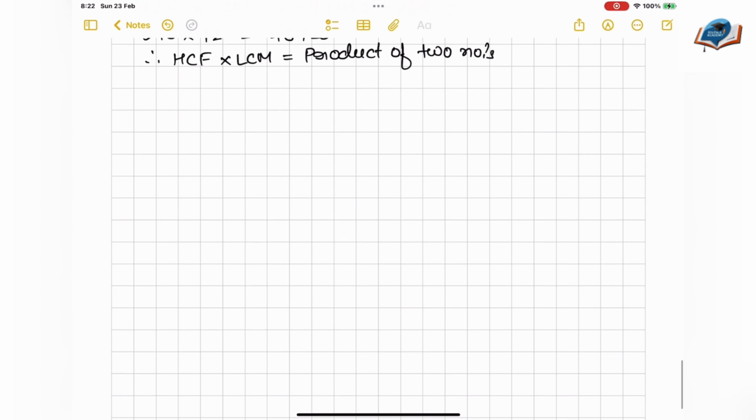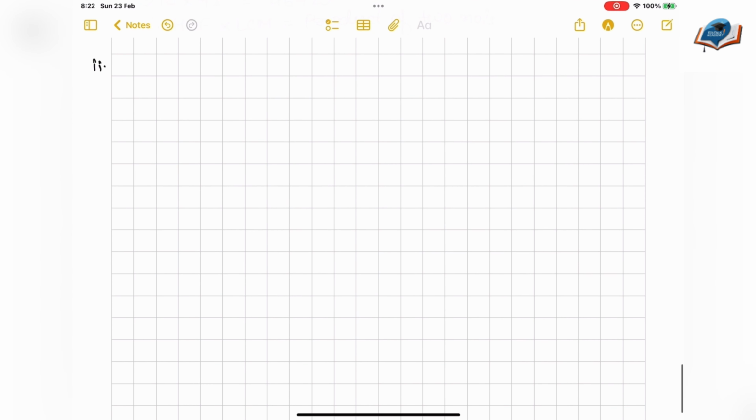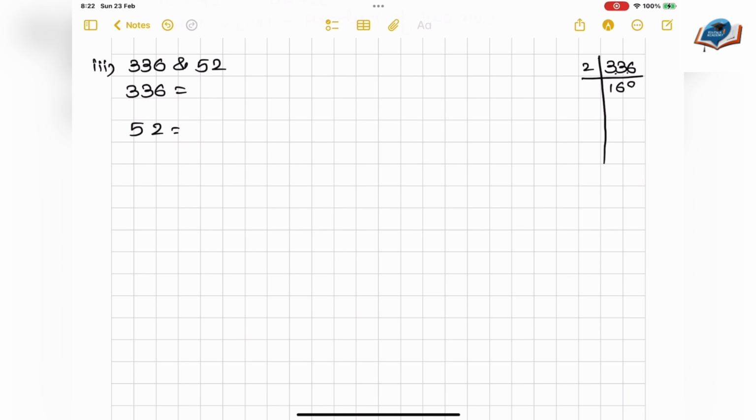Then the third one, it says 336 and 52. So I have to find the prime factors of 336 and of 52. 336: 2 ones are 168, 284, 242, 221, 3 7. So 2 four times, 3 one time, 7 one time.